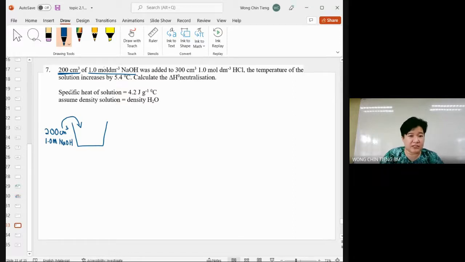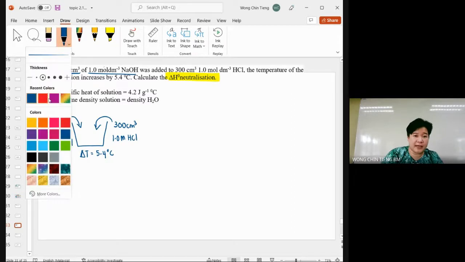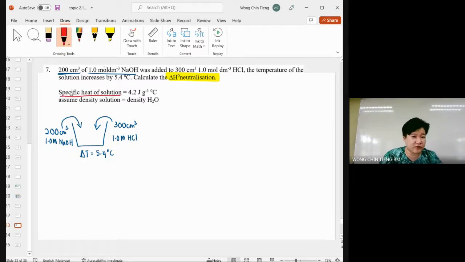Okay, you have 200 cm³ of 1 molar NaOH, and then another one is you have 300 cm³, 1 molar HCl. Okay, the temperature of the solution increased by 5.4 degrees Celsius. Delta T is 5.4 degrees Celsius. Calculate the delta H of neutralization. We are looking for this. Alright. Dan apa yang soalan bagi along the way? Specific heat capacity of solution. So yang dia bagi kat sini adalah C kecil solution, C kecil solution 4.2. Assume the density of that solution is density of water. Density of solution equals to density of water 1 gram per milliliter.